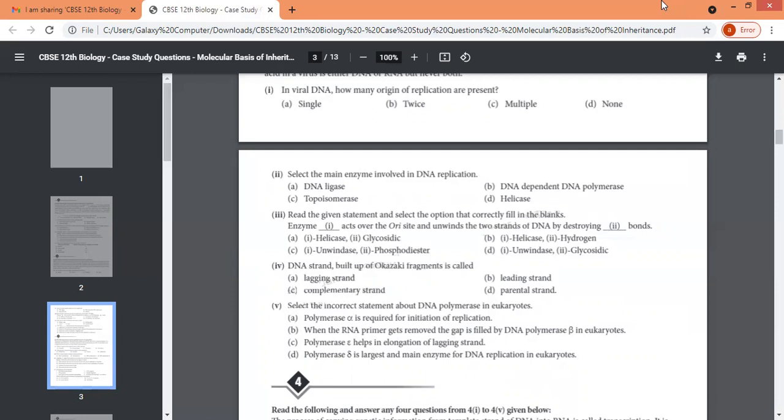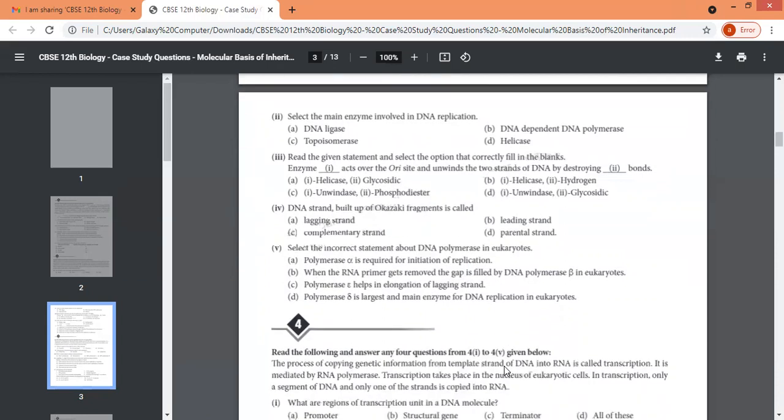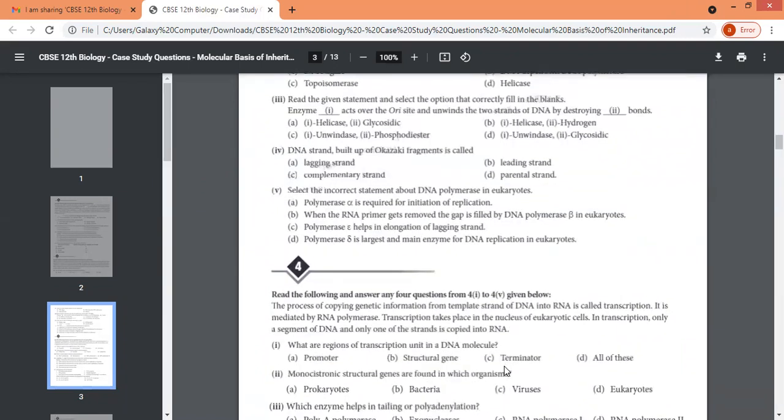As you go down, third: read the given statement and select the option that correctly fills in the blanks. So, children, you all must be very confused. Until now you were confused about what kind of questions would come, and now I have come with the questions.